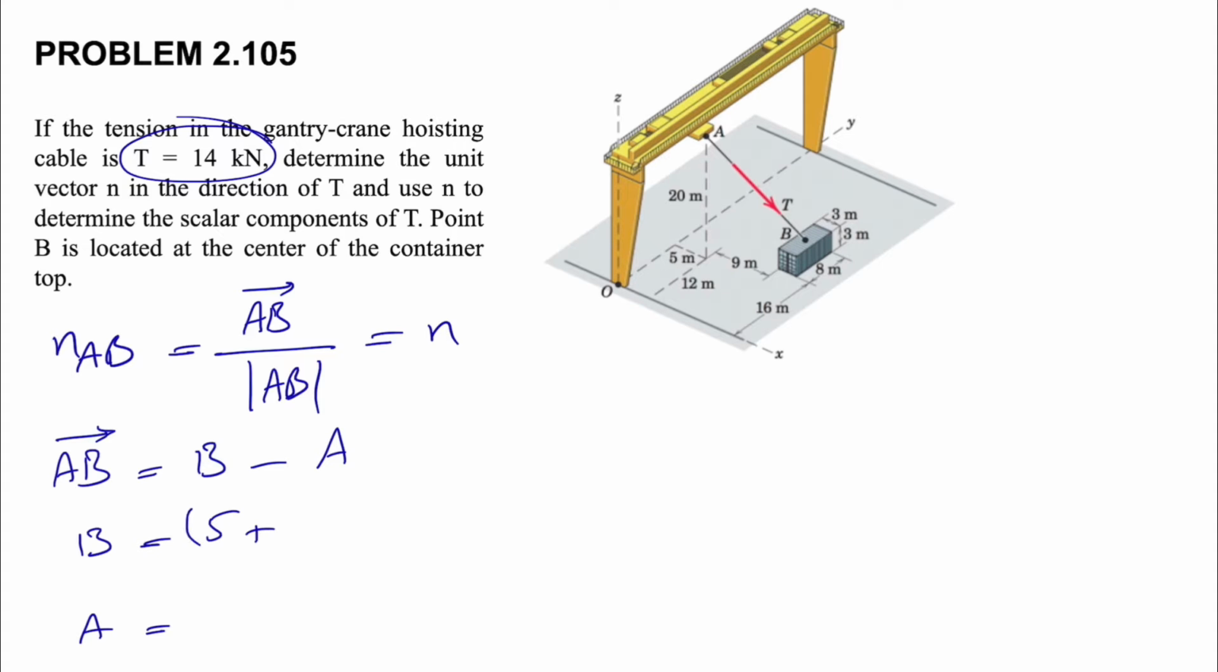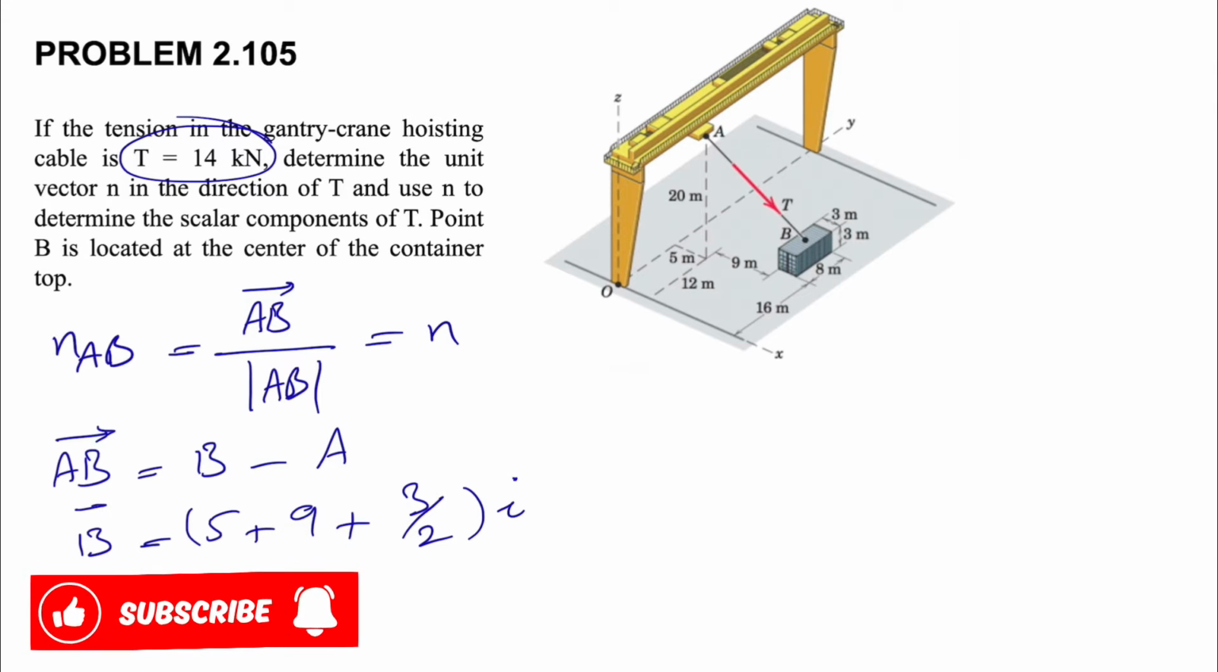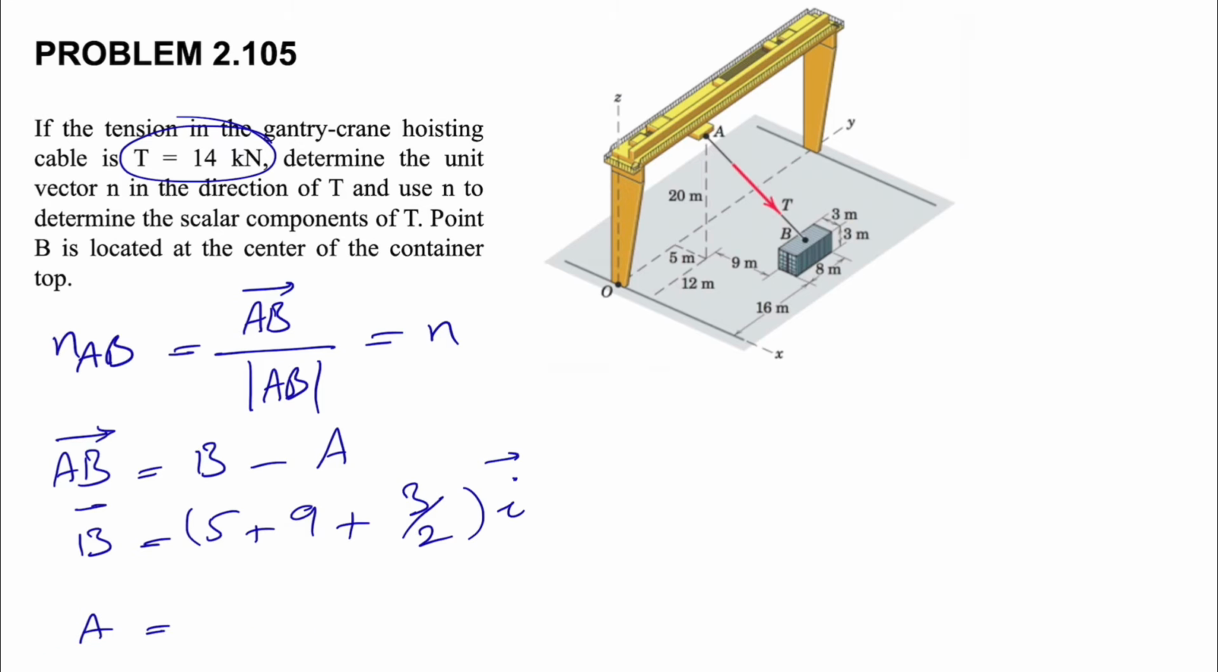So let's start with B and see what we have for the X component of point B. If we look at the figure, we'll see the X component of B will be the distance 5 meter plus the 9 meter plus 3 divided by 2, which is one of the sides of the container. And from here we can find the X component of B.